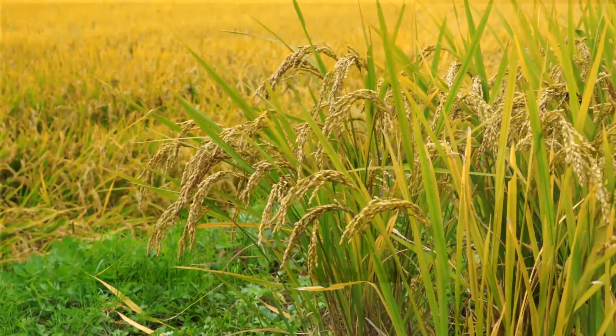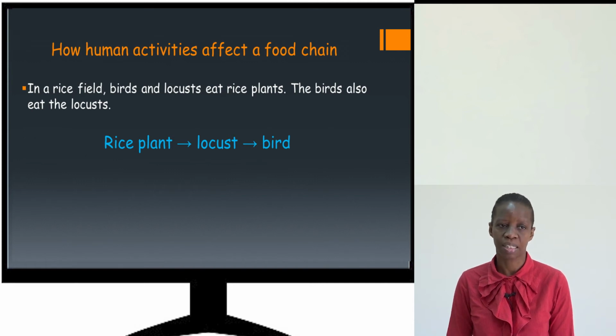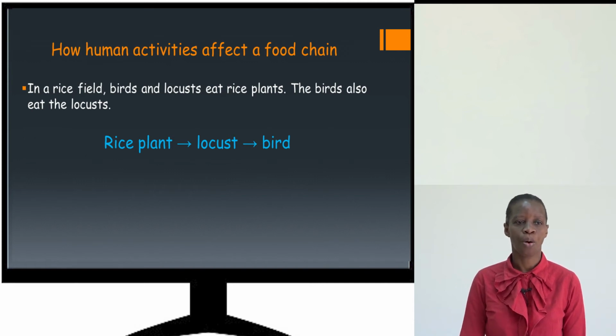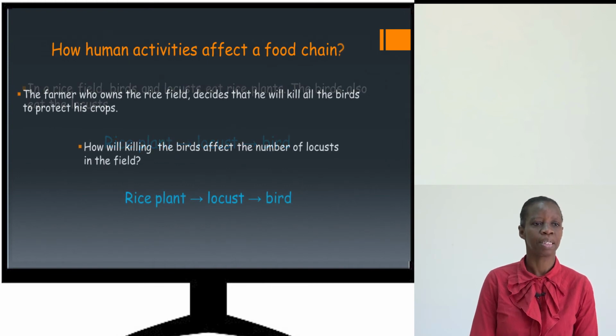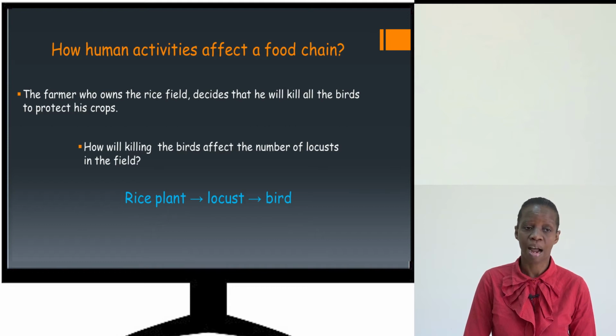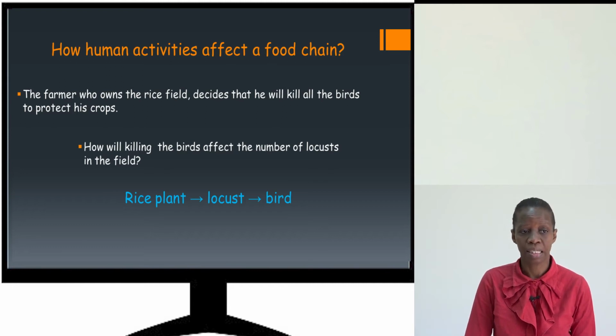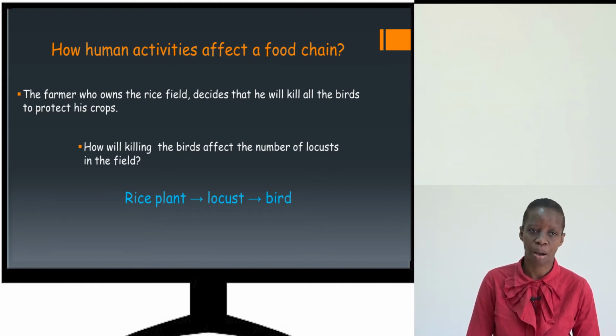What eats the rice plant? Locust eats the rice plant. We know that birds also eat the rice plants, but the bird also eats the locust. So we can represent that information. Rice plant eaten by a locust, eaten by a bird. Now, here's what happened. Because the birds are eating the rice plants, there's this farmer who owns this rice field who decides, okay, I'm going to kill out all the birds. Yes? Because he's trying to protect his crops.